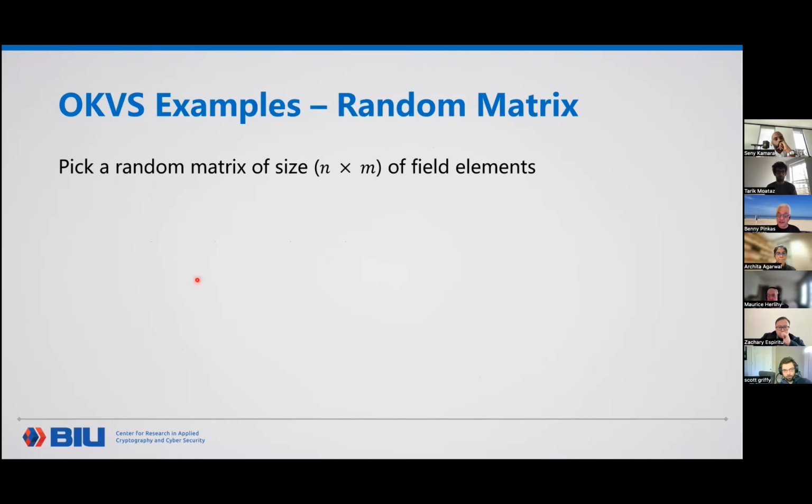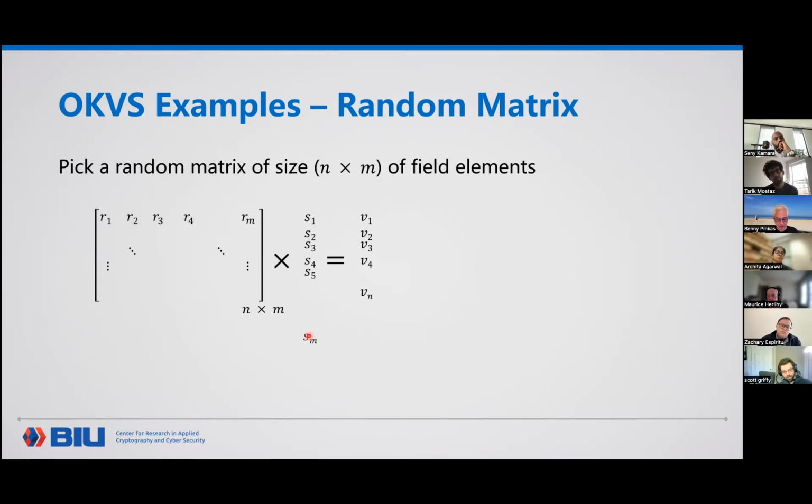Okay. So one example was polynomials. Another example is a random matrix. What we're going to do is take a random matrix, and this is the data store. For key 1, we're going to have a random set of coefficients. If we multiply them, these could be 0, 1 coefficients, by the data store, we're going to get V1. And the same for key 2, etc.